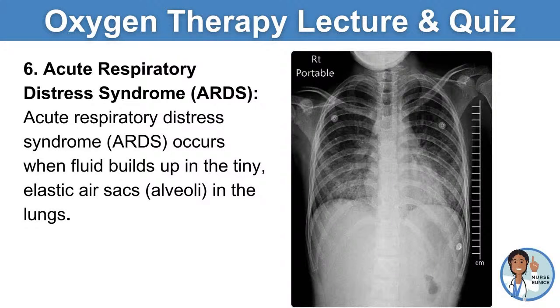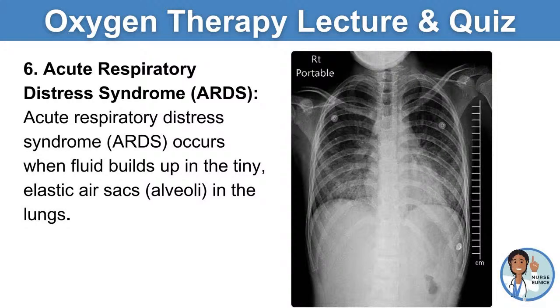Acute respiratory distress syndrome, or ARDS. You'll hear about this a lot with kids, but it can occur when fluid builds up in the tiny elastic air sacs or alveoli in the lungs. And when you look at this image, the lungs are not clear. The lungs have fluid in them.